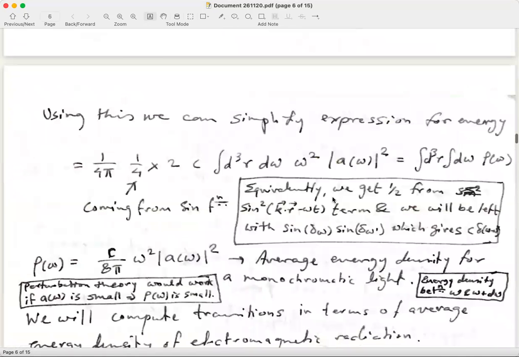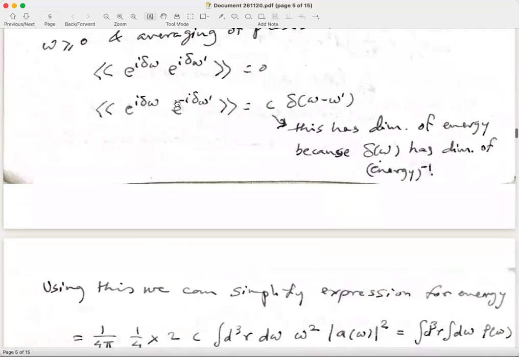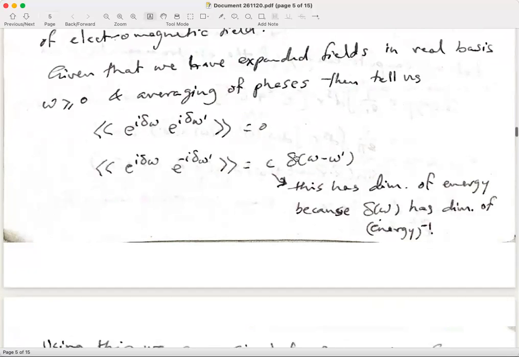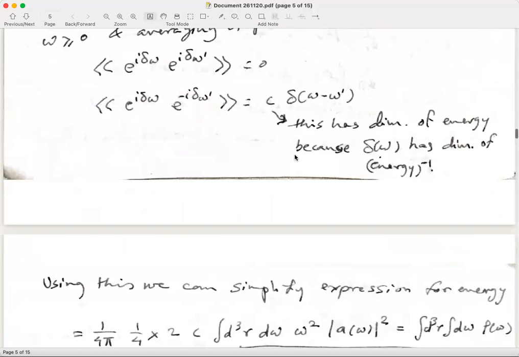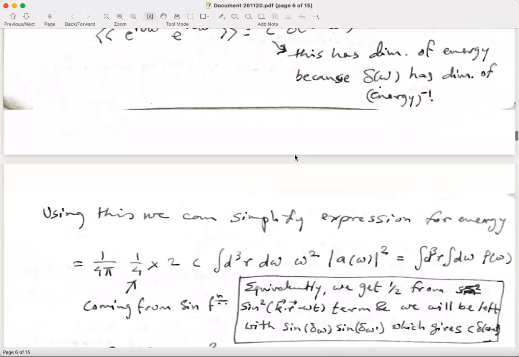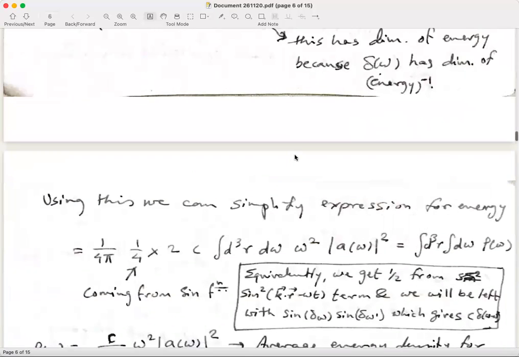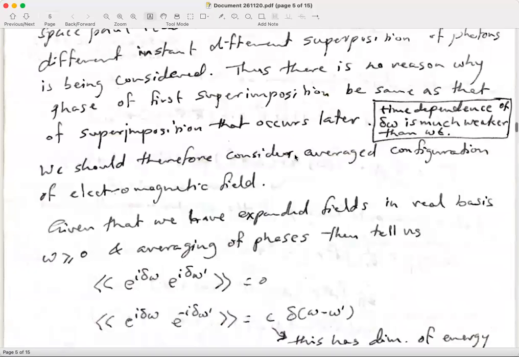Okay, so what we could do is use the fact that even if the phases were random, an average description would require that averaging of the phases would give us a delta function. So you can use that to simplify the expression for energy. So let's go back to this expression.